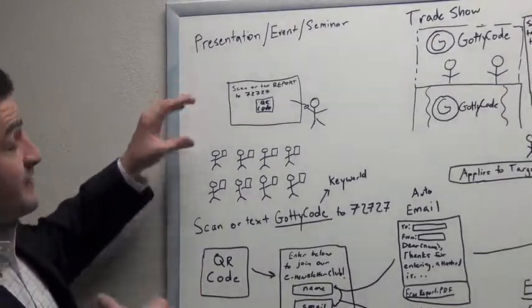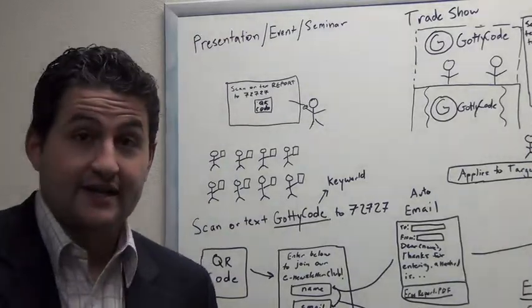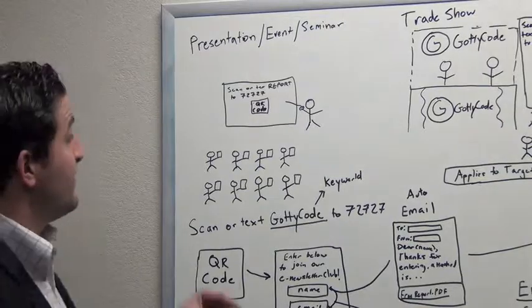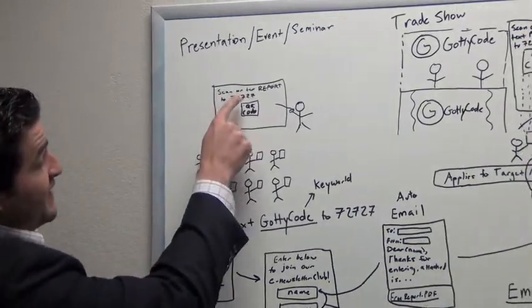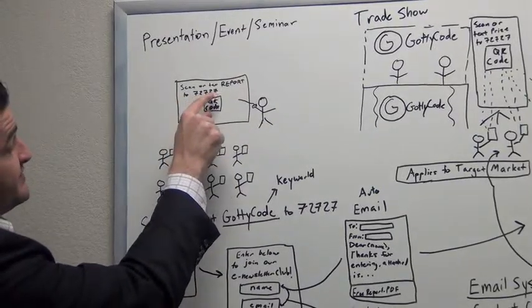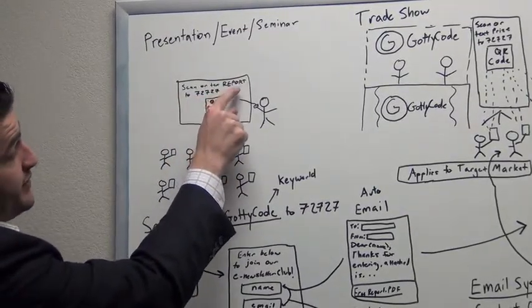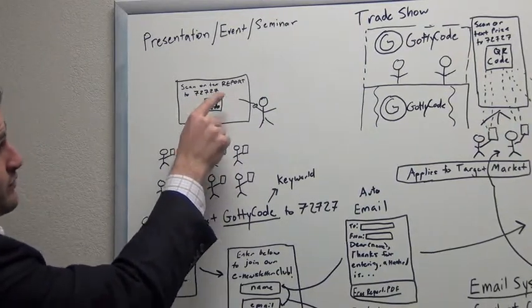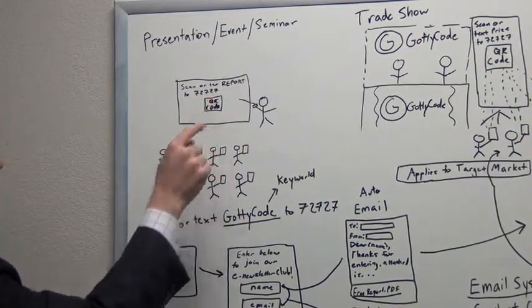So in a lot of cases you'll have a PowerPoint, and in that particular case, on the last slide of your PowerPoint, you could have something like scan or text report to 72727. So report would be your keyword, 72727 would be your short code, then you would have your QR code.